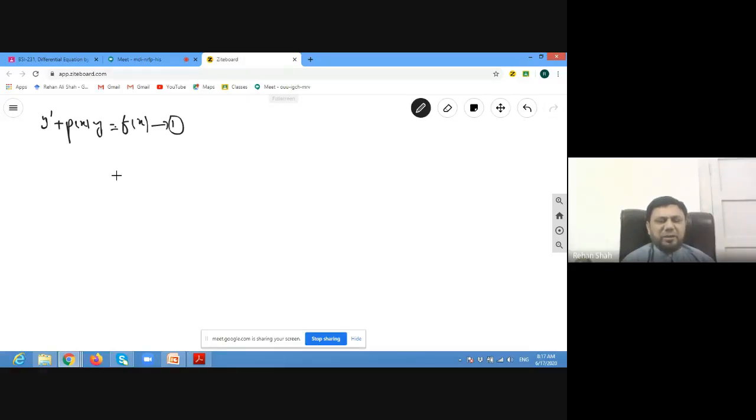What will be second order? It will be y double dash plus p(x) y dash plus q(x) y is equal to f of x. You know about this. If you take y dash plus p(x) into y, p(x) means function of x, equal to 0, so this is a homogeneous equation. This is non-homogeneous. Equation 1 and equation 2 are now homogeneous differential equations.